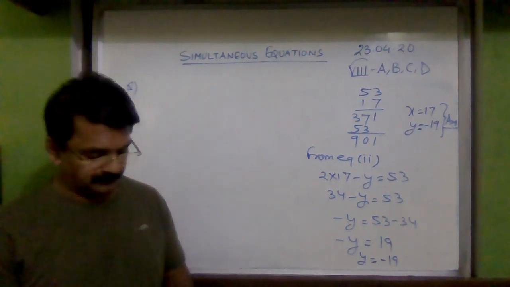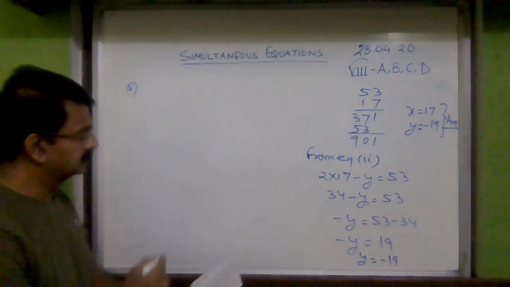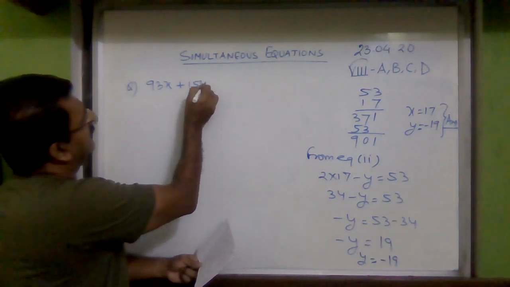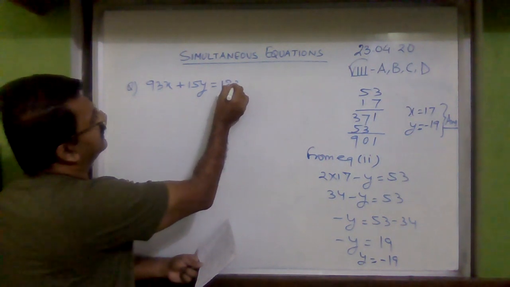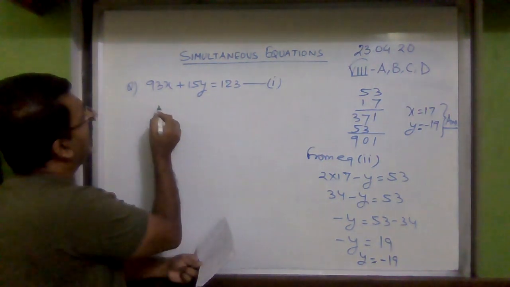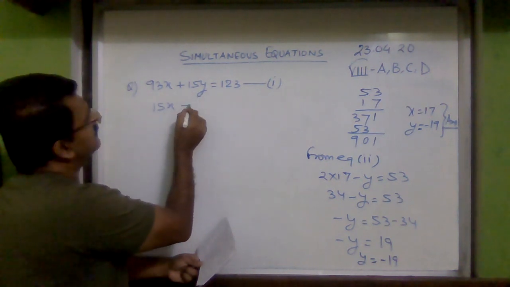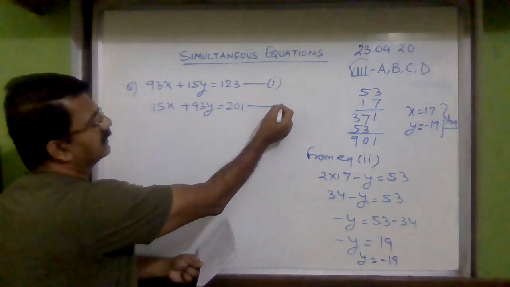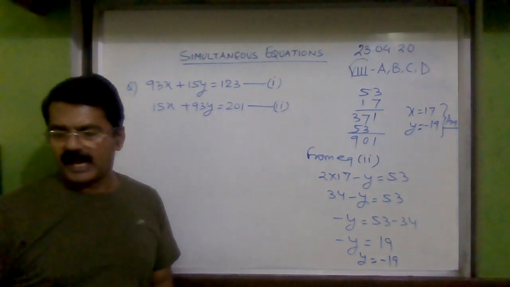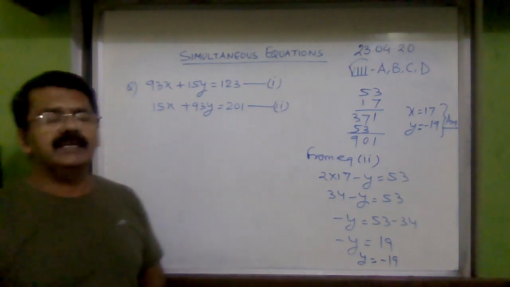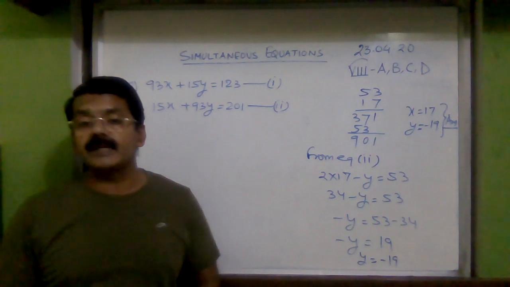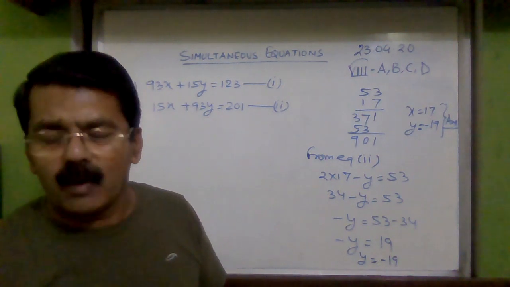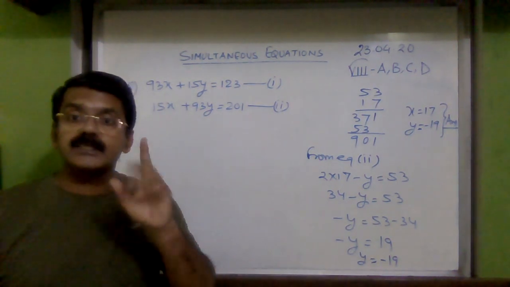And the question is 93x plus 15y is equal to 123, that is equation number 1, and 15x plus 93y is equal to 201, that is equation number 2. Now as you can see, if we apply the elimination method or substitution method, in both the cases the calculation will be a little complicated in this question. And there is a special thing in this question.